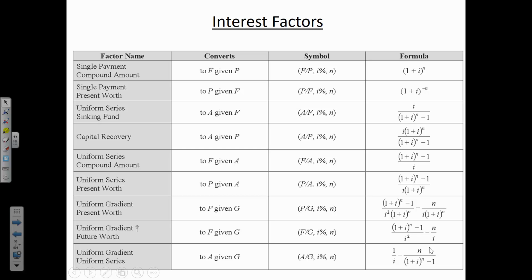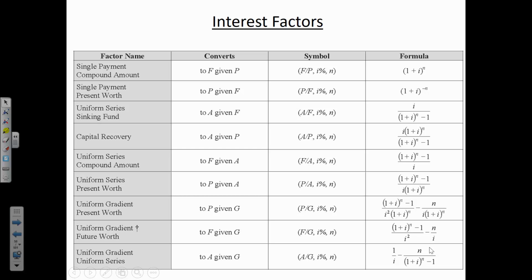Now remember, in the past, we've talked about the language of what's in these parentheses. What it says there in the column labeled symbol is kind of a language, and it's a sentence. For the top one, for instance, F/P means find F given P. So you're finding a future amount based on some known present value. I is the compounding interest rate, and N is the number of periods into the future that it's compounding. The formula for that probably looks pretty familiar by now.